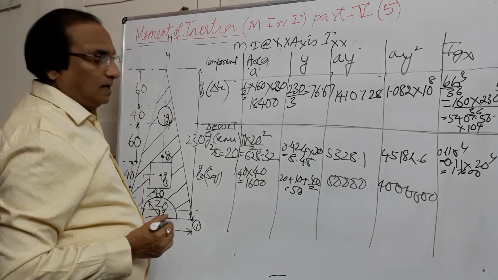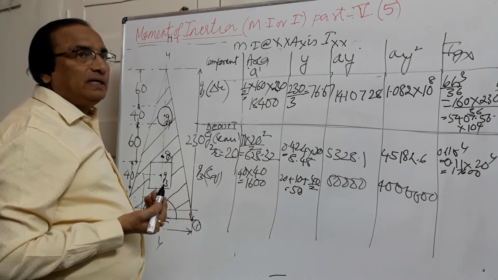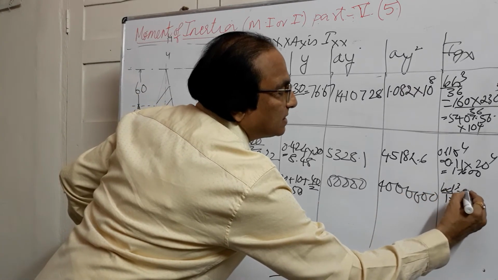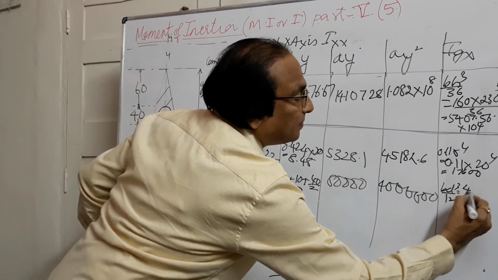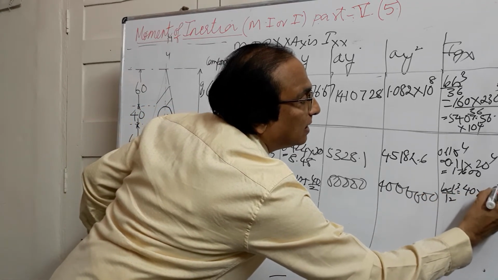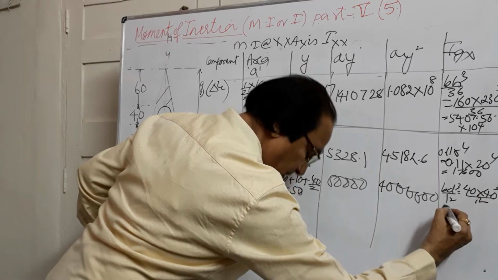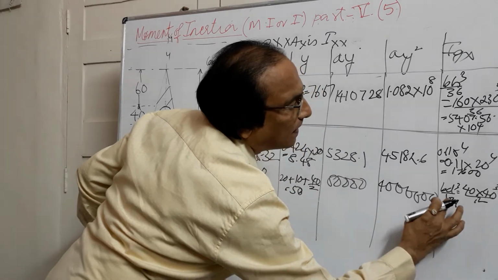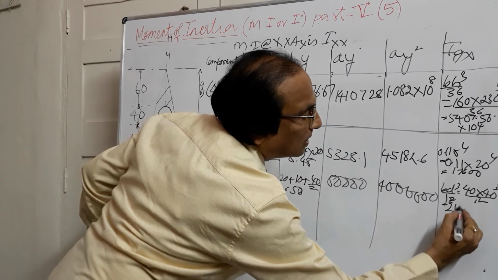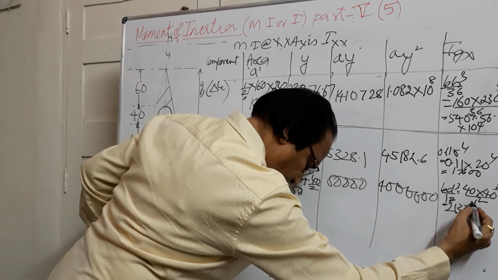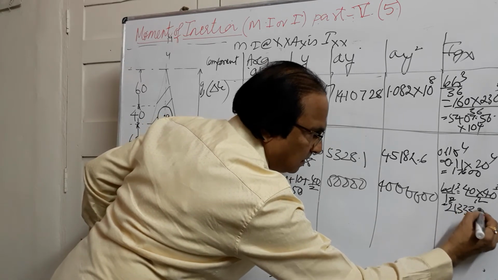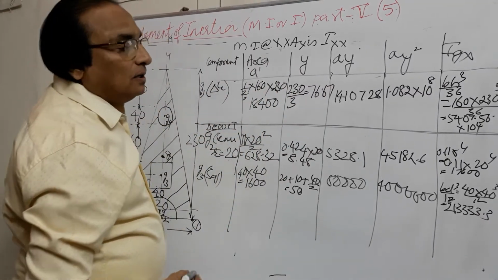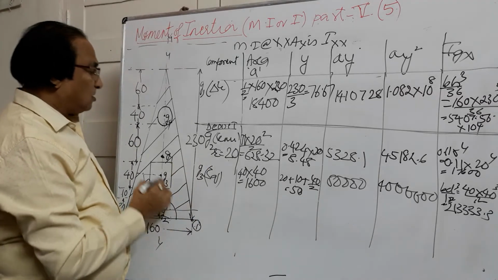6 zeros. Now for a square or rectangle, it is BD cube by 12. So here B is 40, D is also 40. Cube divided by 12, you get this value equal to 2133.3. So again we will go to the next component, which is G4.